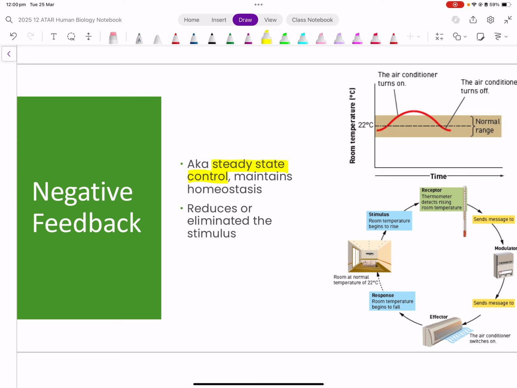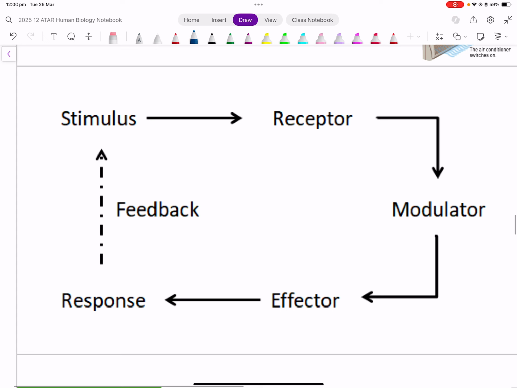And what it does is it reduces or eliminates the stimulus. So if our stimulus is going up, our body's response to this stimulus in negative feedback is going to be to bring that thing back down. In the instance that our stimulus is a decrease, our body's response to that stimulus is going to be to increase it.